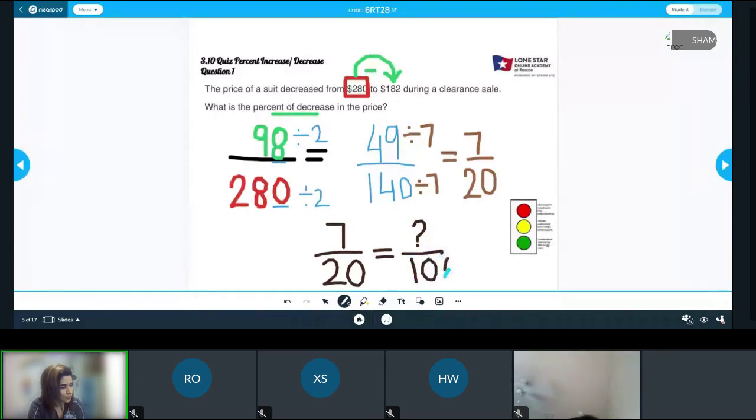Now think of from 20 to 100. How many times did you have to do 20 to get to 100? 5 times. Very good. So same, you should do 7 5 times, and that gives you the percent value. 7 5 times gives you 35. So the answer is going to be 35%.